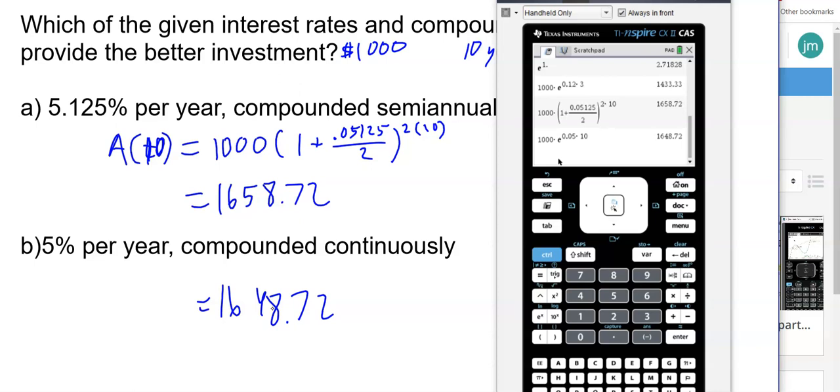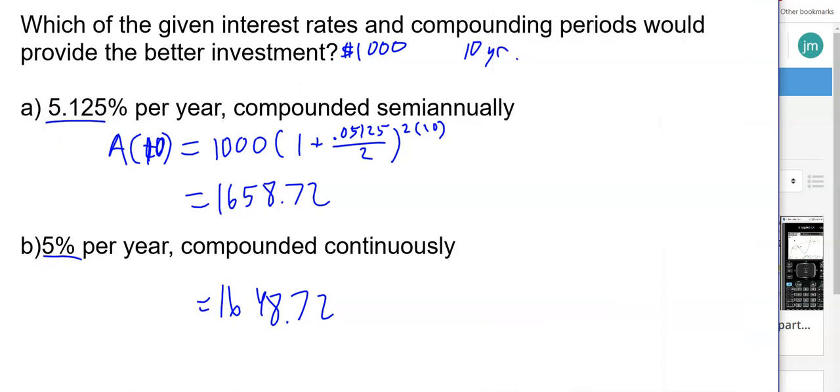That's not much less, but look at the interest rate there. It's pretty different interest rate here. So you can see it does make a difference to compound more often. I mean, it's almost like a 0.1% interest better, so to speak.